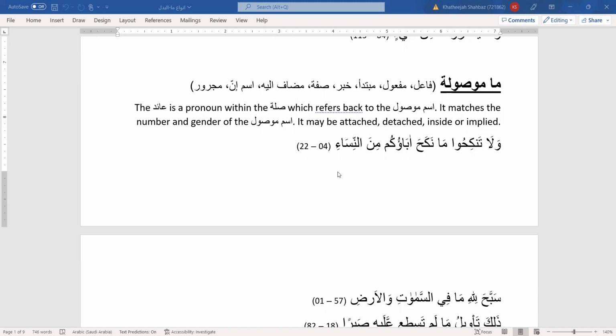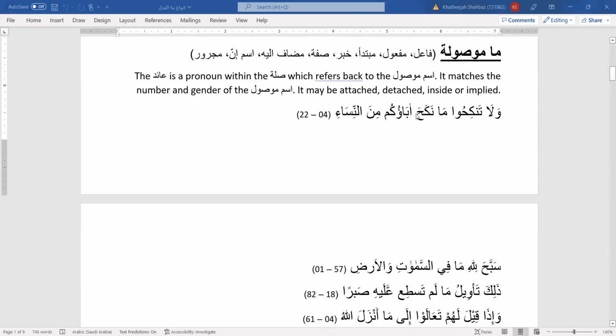And the sila which is attached to ma mawsula doesn't have any i'rab. It doesn't have any status. La mahalla laha min al-i'rab. But when it comes with ma mawsula, then it gets an i'rab. It has a role, and when it has a role, then it will have a status in the ayah.